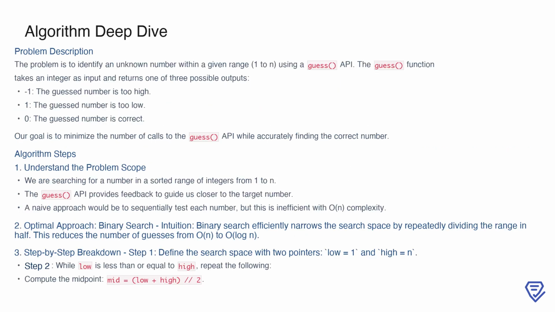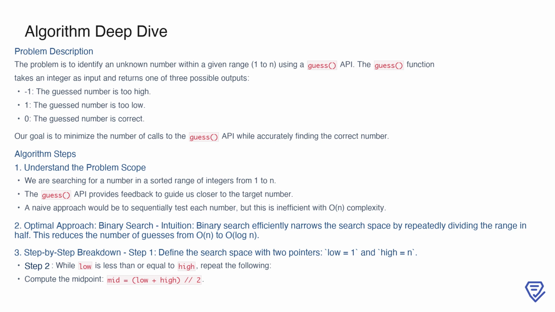To solve the guess number higher or lower problem, our task is to efficiently find an unknown number within a range from 1 to n. We achieve this using a predefined guess API, which provides feedback based on our input. The API will return -1 if the guess is too high, 1 if it's too low, and 0 if the guess is correct. The challenge here is to minimize the number of calls to this API while guaranteeing the correct result. If we were to test numbers sequentially, it would take O(n) time in the worst case, which is impractical for large values of n.